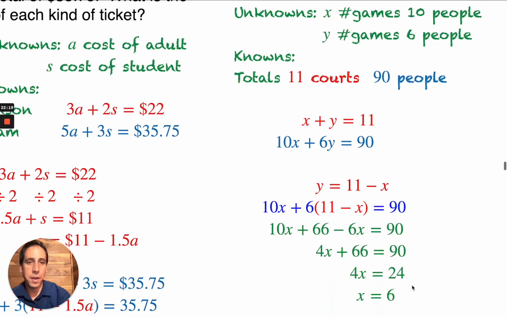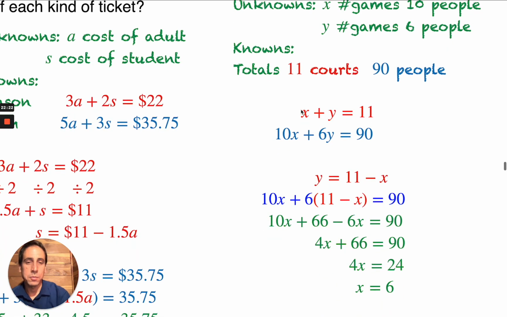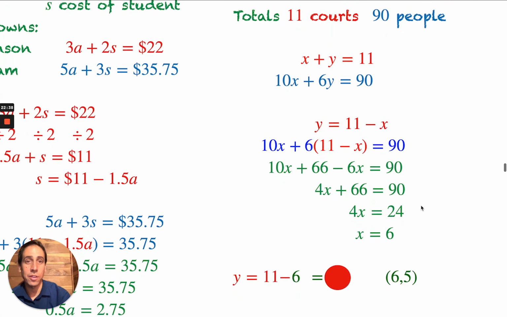Let's get y all by itself by subtracting x from both sides. And then you can substitute it into the blue equation. You get 10x plus 6 times 11 minus x is equal to 90. Distribute, combine like terms, undo the addition, undo the multiplication. You get x is equal to 6. Plug it back into the red equation. Y is equal to 11 minus 6. And then you get your answer. And you can present it right here.